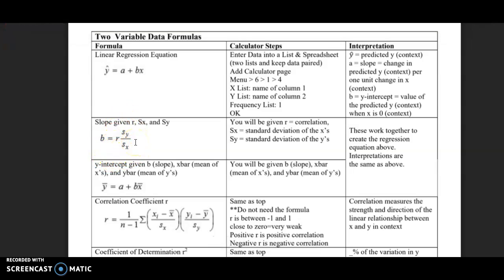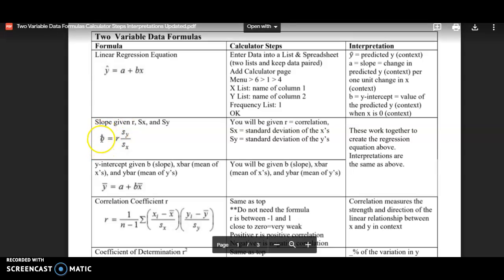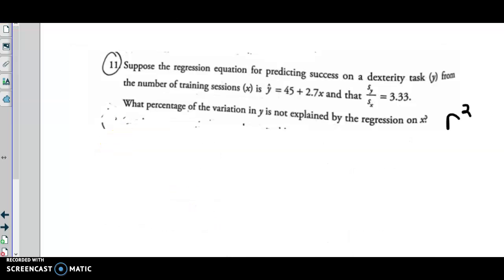So keep in mind, they gave me the line. So I have slope, I have b. They gave me sy over sx. So I'm just going to solve that for r and then square it. So b equals r times sy over sx.